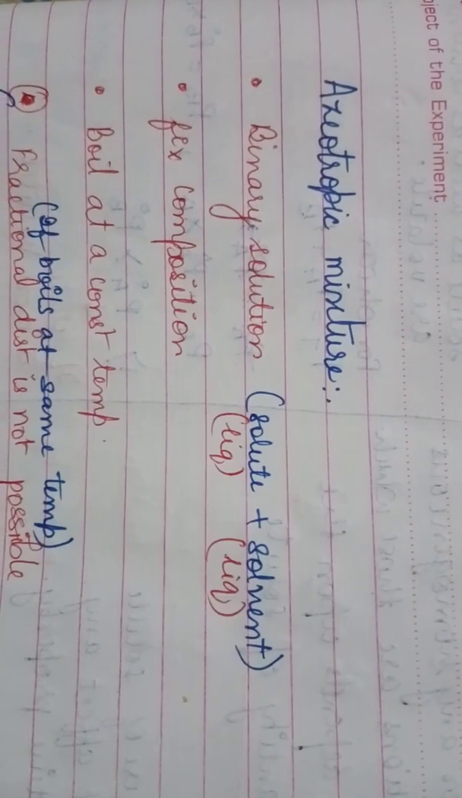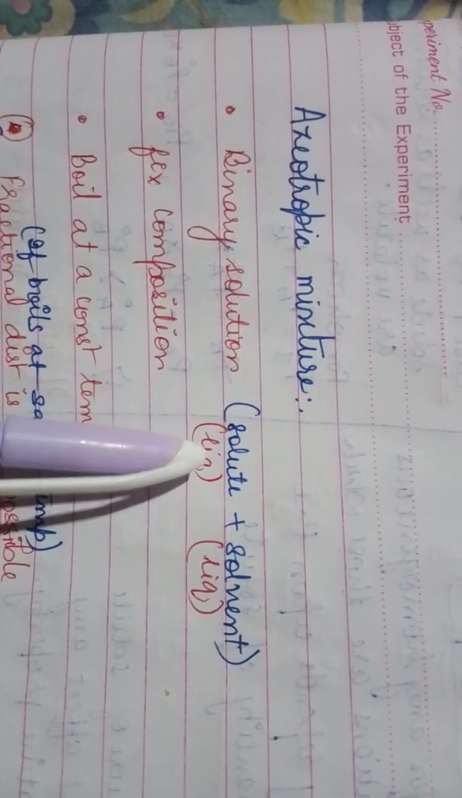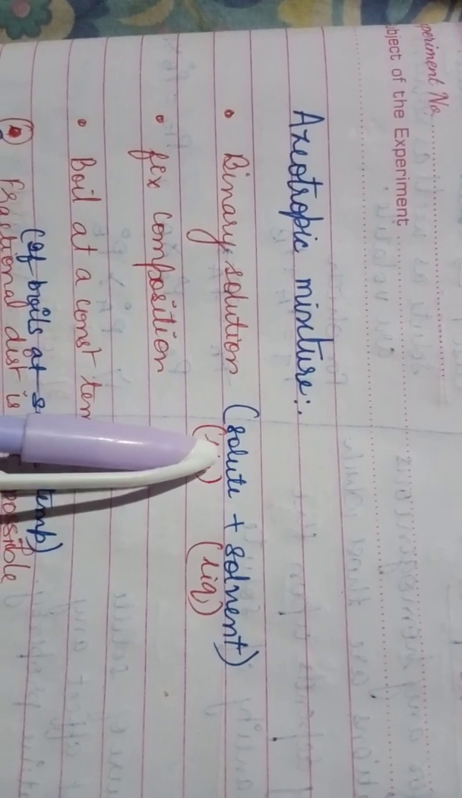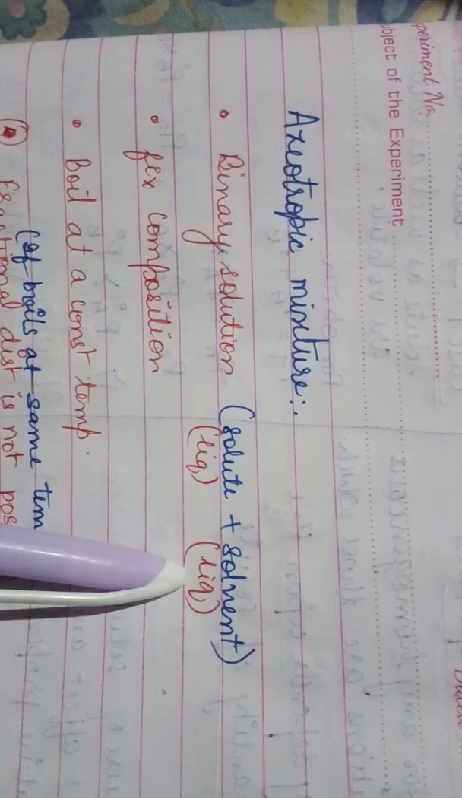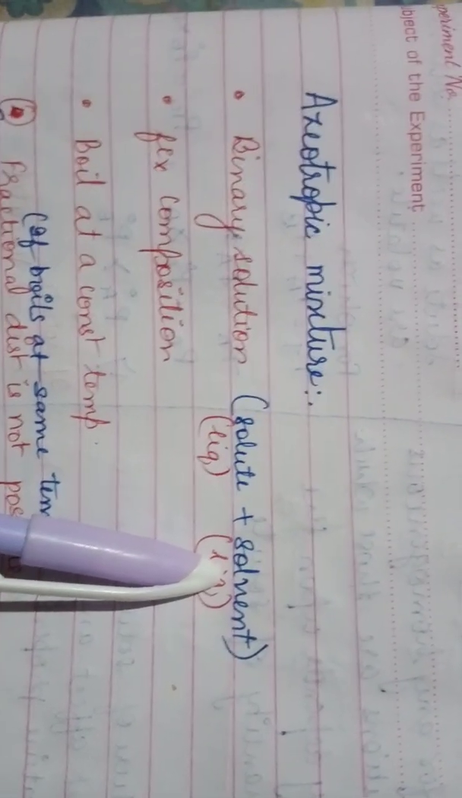Hello dear students. Today we are going to start with the next topic, that is azeotropic mixture. Now what is an azeotropic mixture that we have to study? An azeotropic mixture is always a binary solution. That means it contains a solute plus a solvent, but this binary solution should be in liquid form. That means the solute is also in liquid and the solvent is also in liquid.